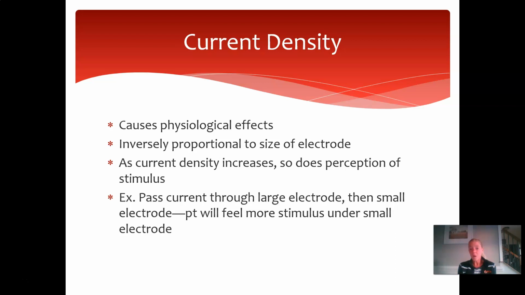If you're using a smaller electrode, we're increasing the current density. We're concentrating all that electricity into a small electrode. And so the person's going to feel it more under that electrode. So again, pass a current through a large electrode and then a small electrode. The person will feel more stimulus under the small electrode because the electricity is more concentrated there.